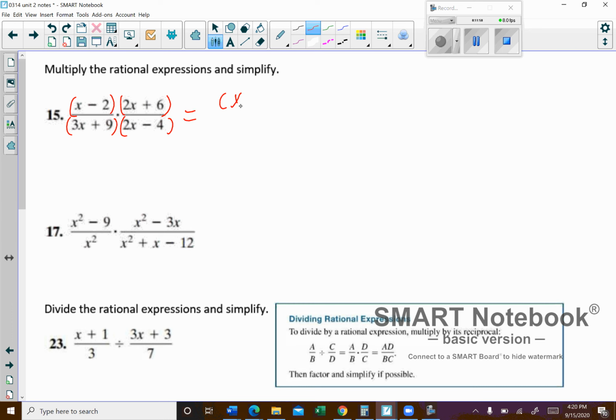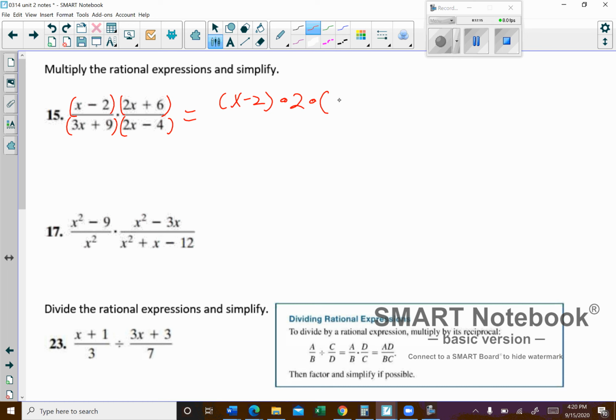So the first one, the x minus 2, there's not really anything I can do about that. Now, by the way, when I multiply these together, I can just go ahead and multiply the tops together. Not a big deal. I mean, don't actually FOIL or anything like that. You don't want to do that. But on the second numerator, I can factor out 2, so I'll go ahead and do that.